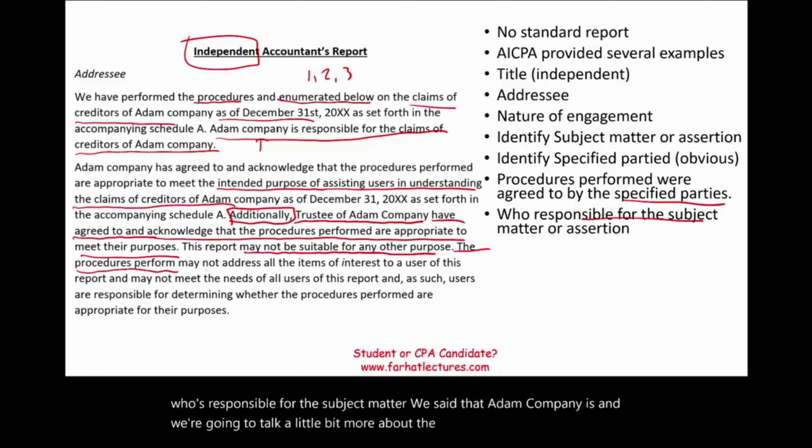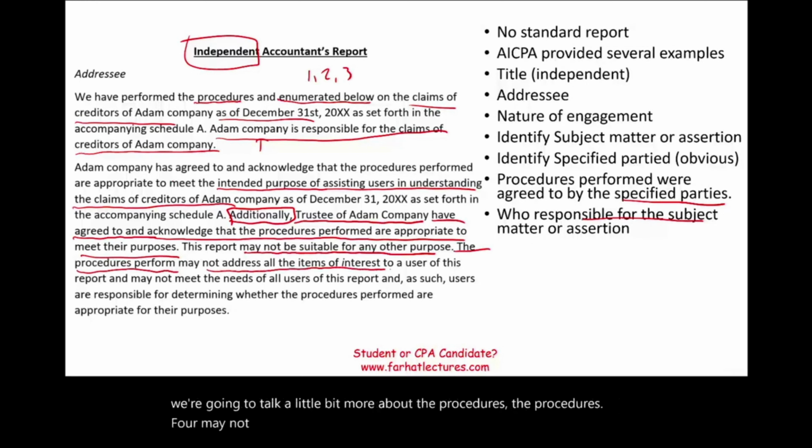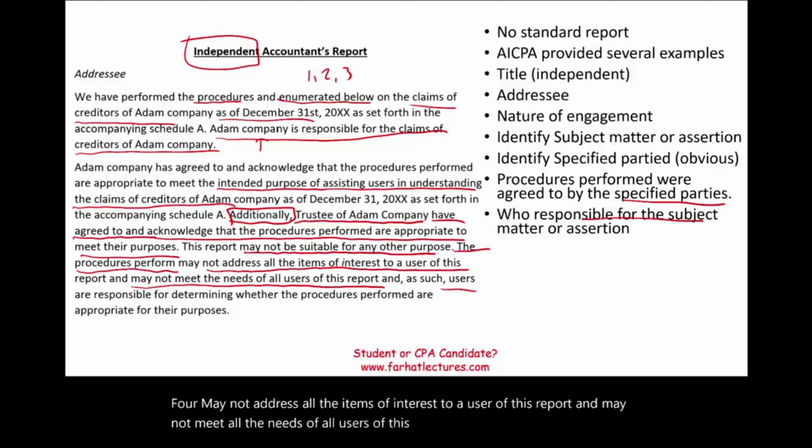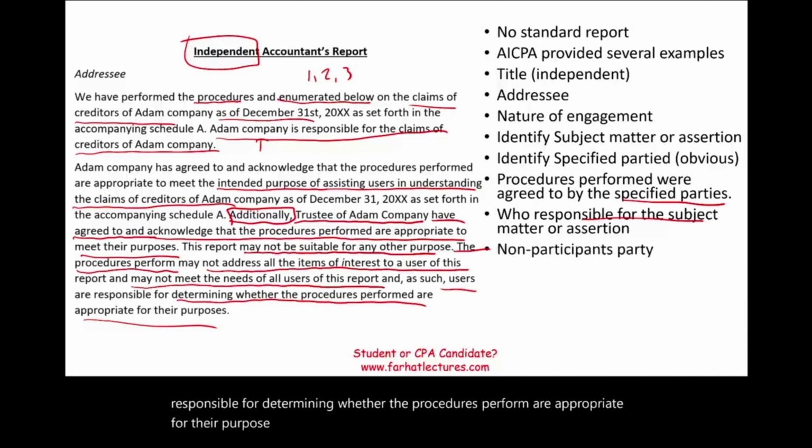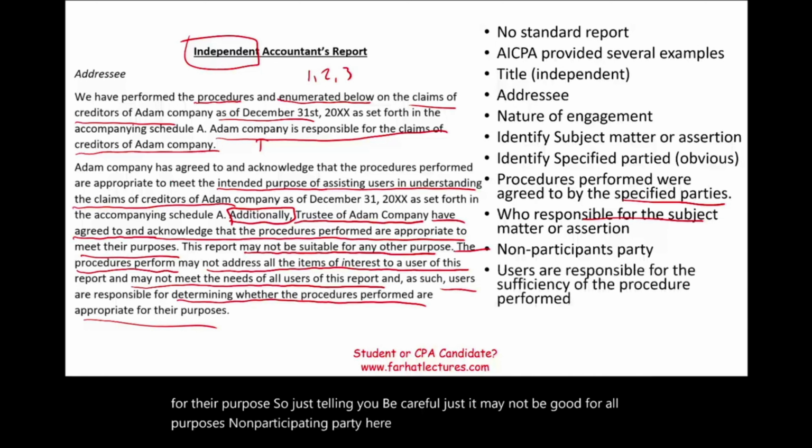The procedures performed may not address all the items of interest to a user of this report and may not meet all the needs of all users of this report. And as such, users are responsible for determining whether the procedures performed are appropriate for their purpose. So just telling you, be careful. It may not be good for all purposes. Non-participating party here is the trustee of Adam Company. Okay? And the users are responsible for the sufficiency of the procedures performed. And they have to tell us this in a written assertion as well.